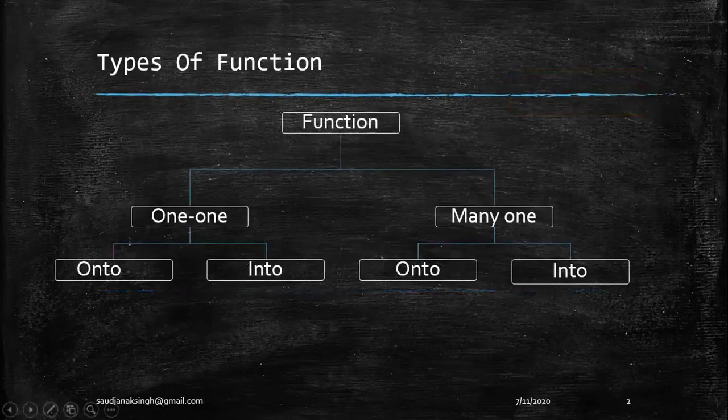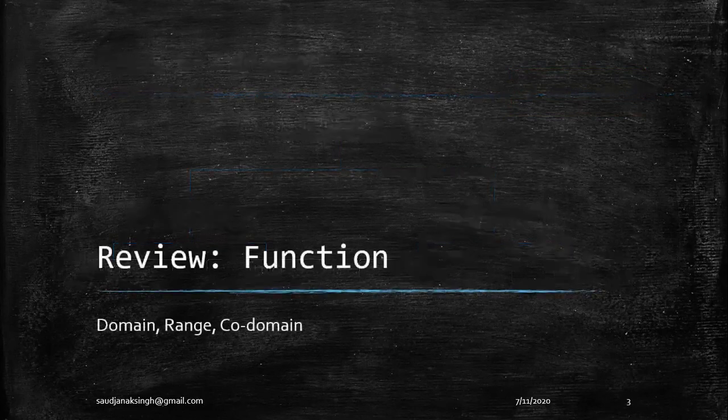Now, let's discuss certain revisions. The types of functions: there are two types. One is one to one and another is many to one. One to one is normally called the injective function, and many to one is also called the surjective function. The one to one function can be onto or into, and the many to one function can also be onto or into. Now, just revision for certain.